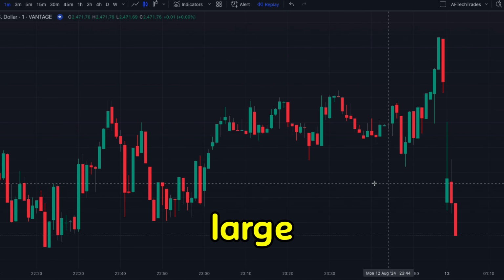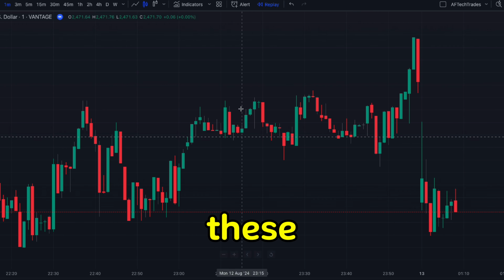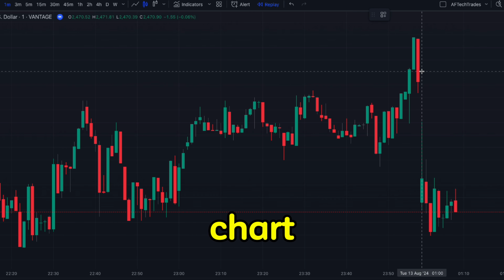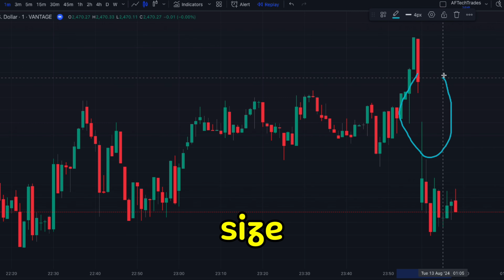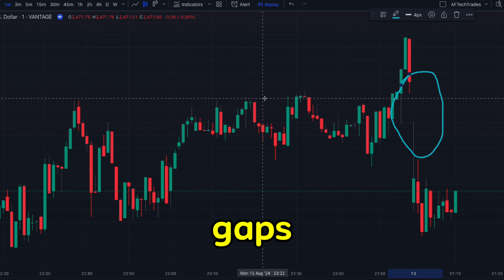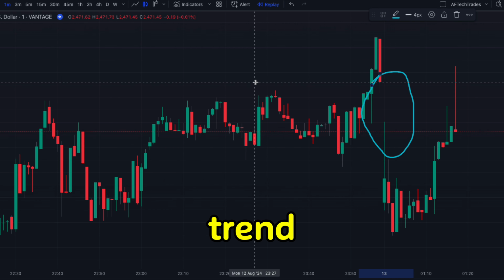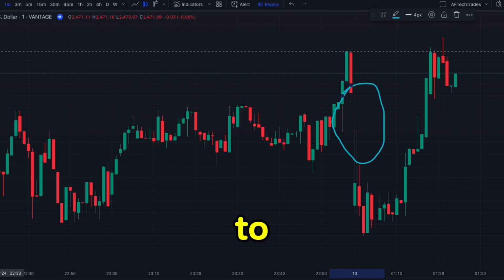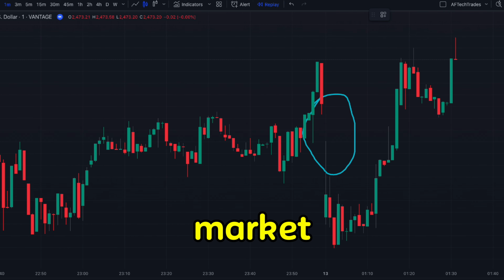They appear as large gaps in a steep trend. These gaps are usually easy to spot on a chart because they stand out due to their size and the sharp movement in price. Traders should look for these gaps in the context of an existing trend, as they are less likely to occur in a sideways or choppy market.